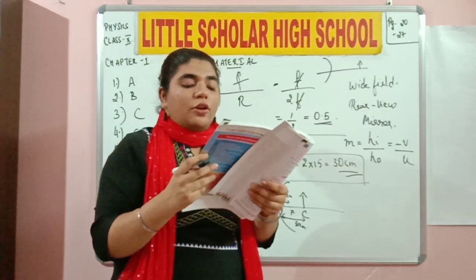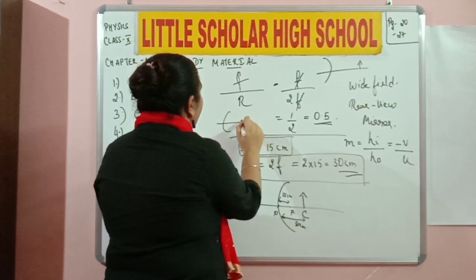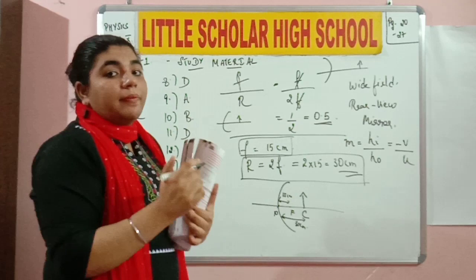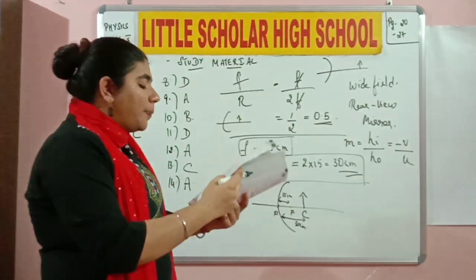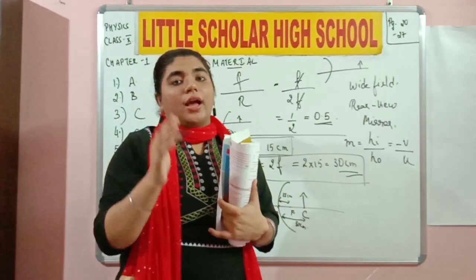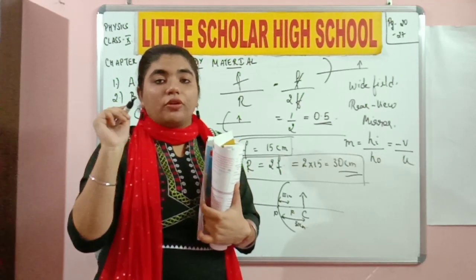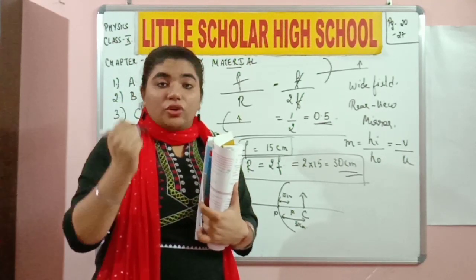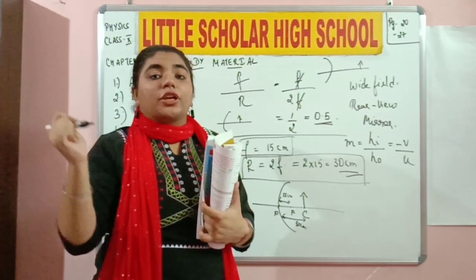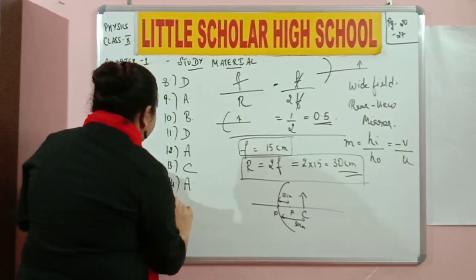15th one, for a virtual and erect image, if the image that is being formed is on the principal axis and it is virtual and erect, then the magnification is going to be positive. Repetitive questions, class, please try to understand. If the image is upright, erect and virtual, then the magnification is going to be positive. If the image is real and inverted and below the principal axis, then the magnification is going to be negative. Okay, so 15th one is option B.